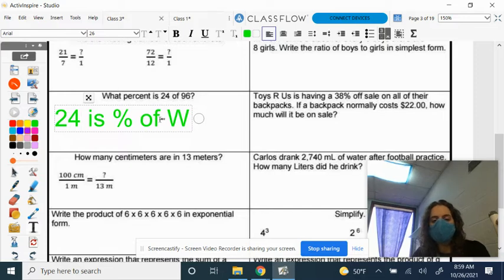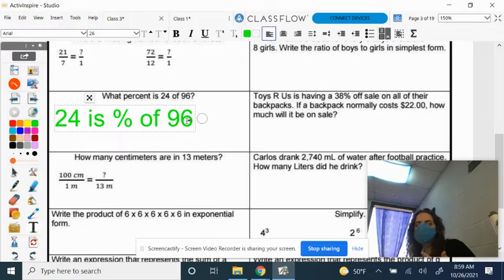And then we have of 96. It's a pretty common thing that when you have of whatever number, the number that comes after the of is going to be your whole. So 24 is percent of 96.